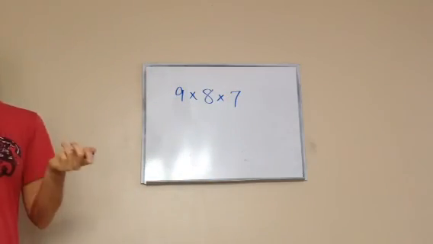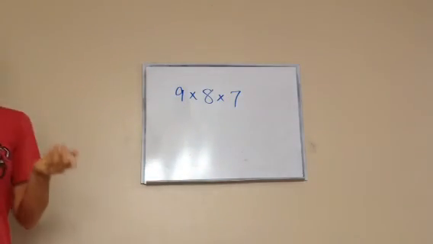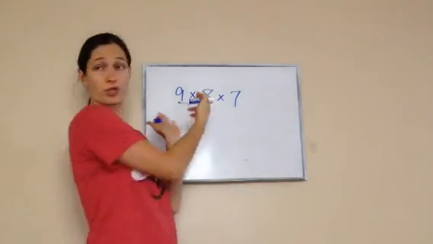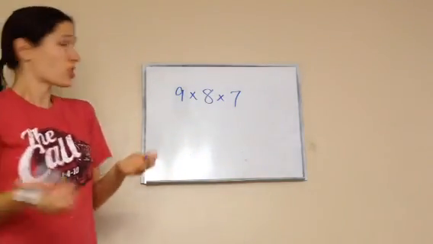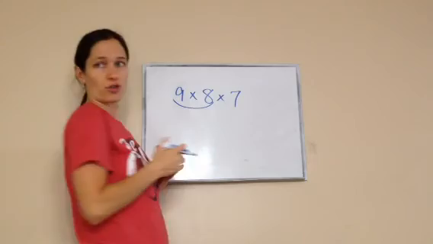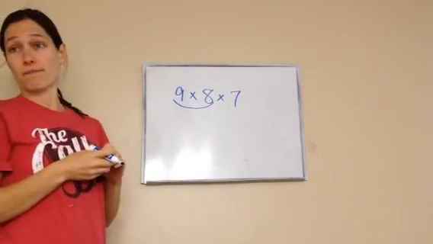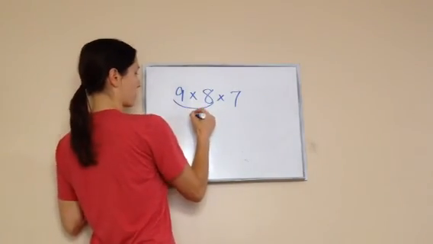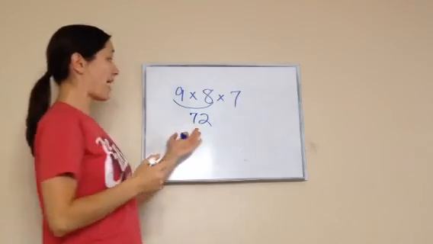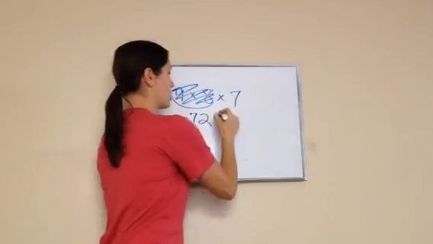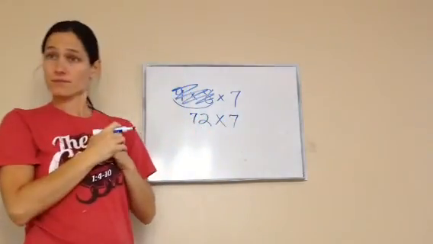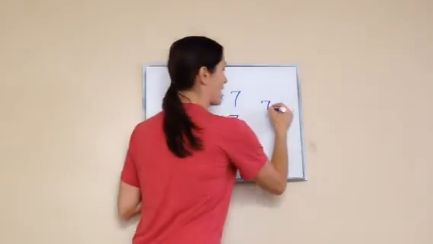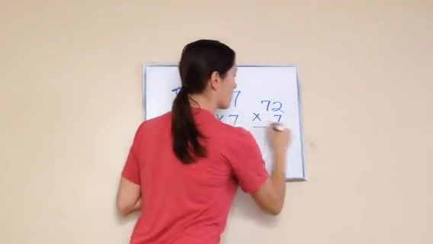Now, this may look like a hard problem, but all you're going to do is just pick two numbers to multiply first. Let's just start with this one since it's the first. 9 times 8 is what? 72. Very good. So now the problem is 72 times 7. And you would work that just like we did the problems earlier.